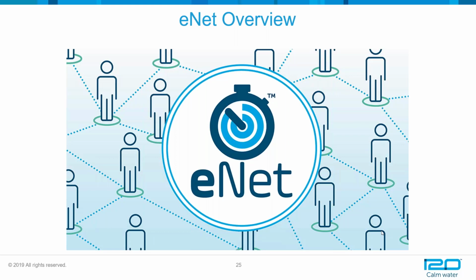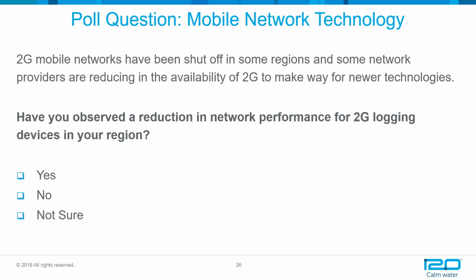So I now have our fourth and final poll question for you. 2G mobile networks have been shut off in some regions, and some network providers are reducing the availability of 2G to make way for newer technologies. So the question is, have you observed a reduction in network performance for 2G logging devices in your region?